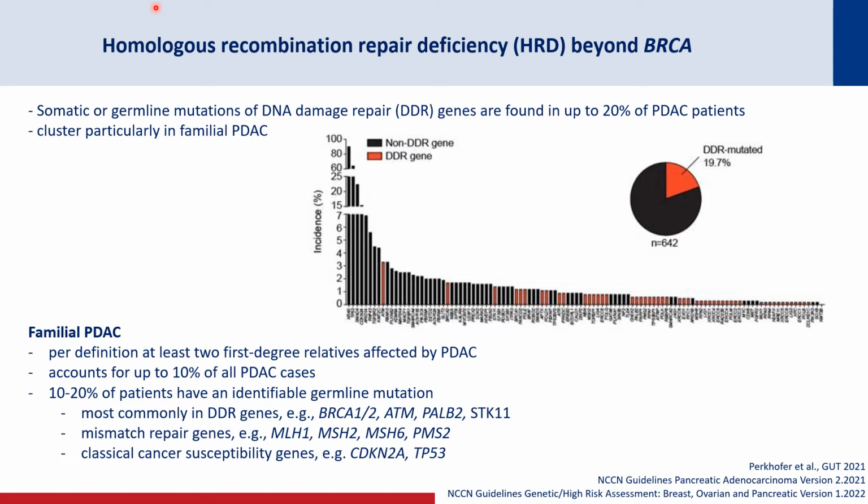Familial PDAC is referring to families with at least two first-degree relatives that are affected by PDAC, and it accounts for up to 10% of all PDAC cases. About 10 to 20% of patients with inherited PDAC have identifiable germline mutations, most commonly in DNA damage repair genes, but also in mismatch repair genes or classical cancer susceptibility genes.